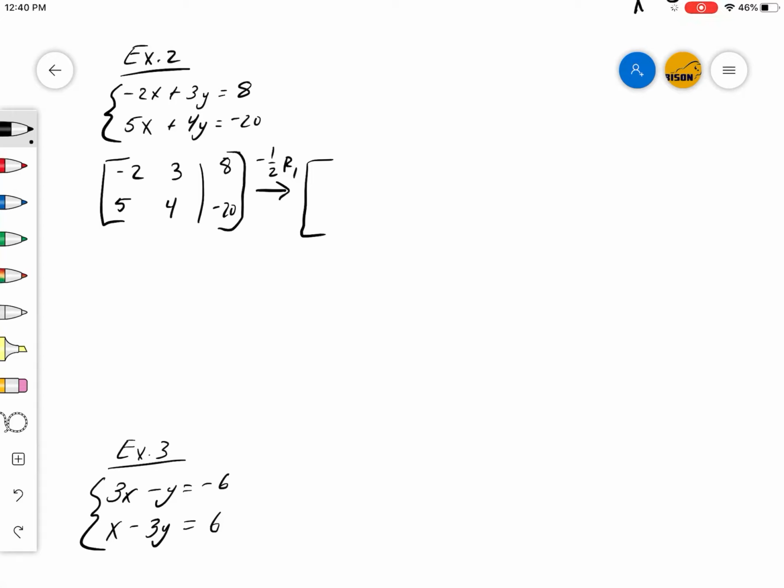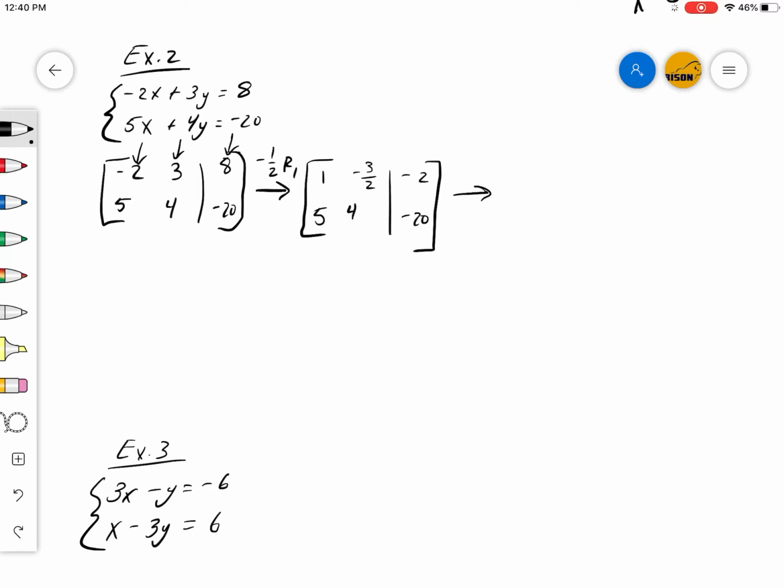So -1/2 times -2. All right, so look, I'm going to multiply by it there, there, and there. -1/2 times -2 would be 1. -1/2 times 3 would be -3/2, and -1/2 times 8 would be -4. Okay? I did not change row 2, so it stays 5, 4, -20.